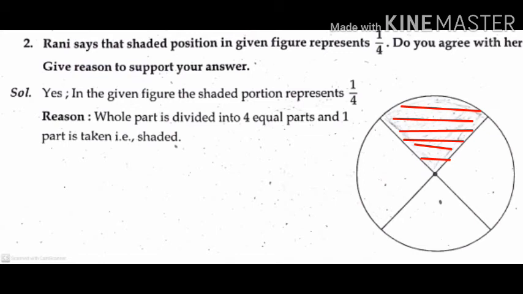Second question, Rani says that the shaded portion in the given figure represents 1 by 4. Do you agree with her? Give reason to support your answer. Solution, yes. In the given figure, the shaded portion represents 1 by 4 because the whole is divided into 4 equal parts and one part is taken, that is shaded.